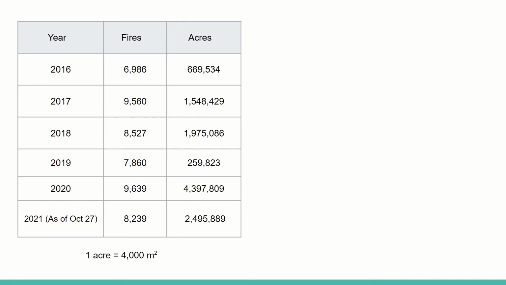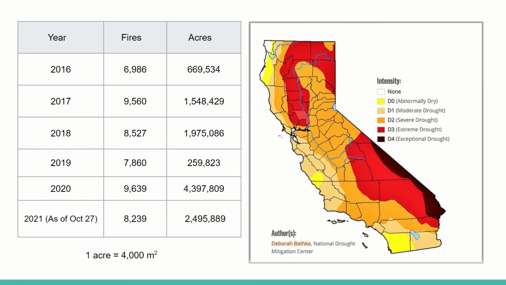Every year, Southern California suffers from wildfires, which destroy many structures and cause a large amount of money in damages. This year, by the end of October, there have been more than 8,000 wildfires, contributing to the burning of nearly 2.5 million acres of land.